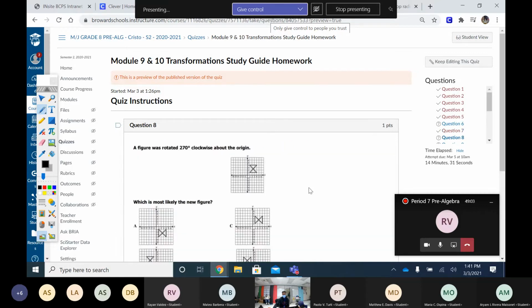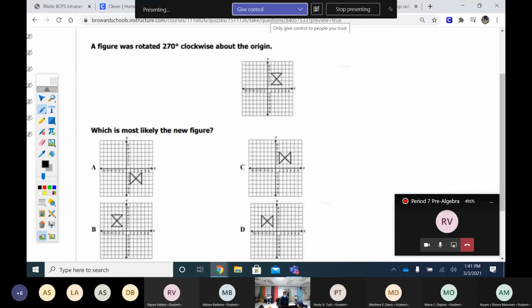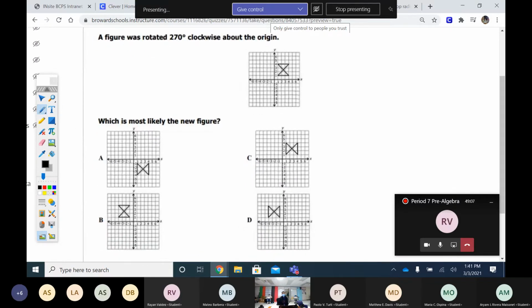These kids are not used to reading the clock like we used to. I need you guys to write this down. It's on your test. You're going to have a 270 clock and a 270 counter.